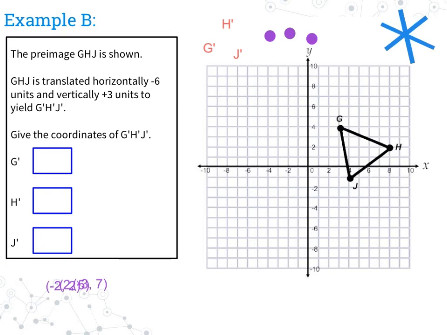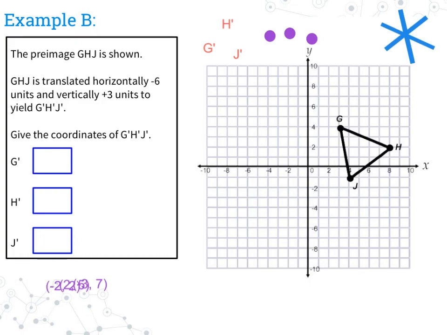The pre-image GHJ is shown. GHJ is translated horizontally negative 6 units and vertically plus 3 units to yield G prime, H prime, J prime. And it wants us to give the coordinates this time. Now, while it is telling us something different than left and right, it's using the words horizontally and vertically. But we cannot be tricked by these. We already know what they mean. Since we're talking about horizontally negative 6 and vertically positive 3, as we talked about in example A, those give us a hint as to the direction that we need to go.